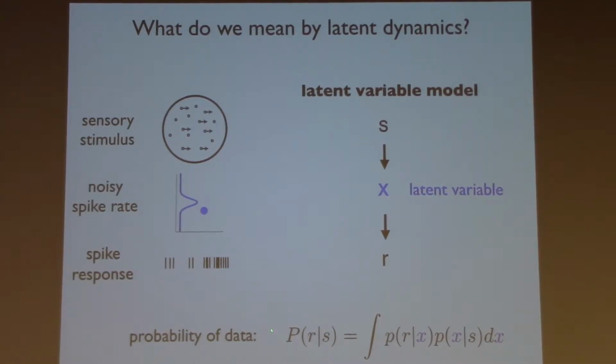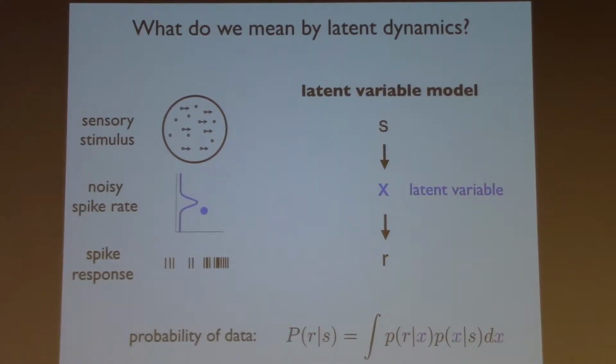And so it's a rich modeling language, latent variable models, but the challenge is that when we want to fit these models to data, of course, all we can fit is the probability of the responses given the stimulus. But computing this quantity is no longer an easy thing to do. Unlike the LNP model, this now requires computing an integral over the latent variable.